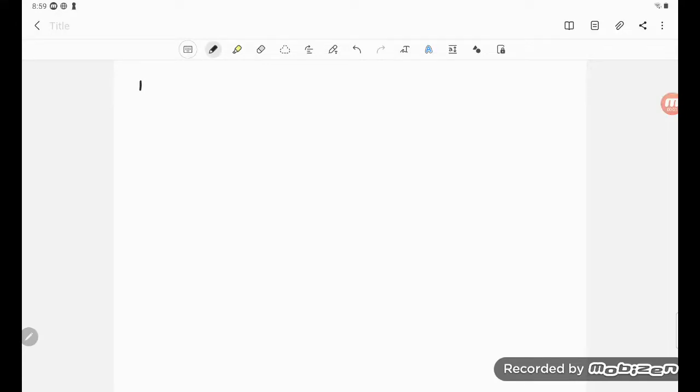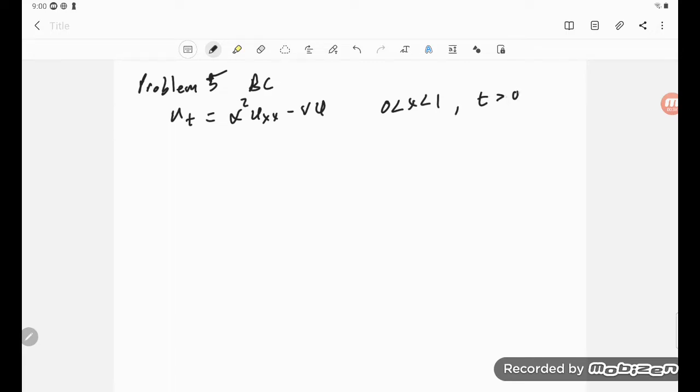Okay, let's look at problem 5 from the exam. Boundary conditions. Okay, so we have u sub t equal alpha squared u sub xx minus v u, and that is for 0 less than x less than 1, t greater than 0.